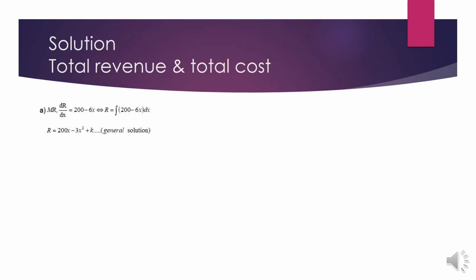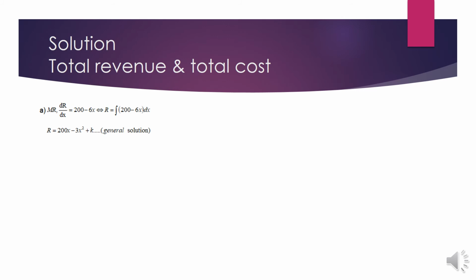MR, or marginal revenue, equals the R prime at the x, equals the R prime at the Q. So the marginal revenue equals R prime at x equals 200 minus 6x. This implies that revenue is equal to the integral of 200 minus 6x dx, equals 200x minus 3x squared plus k.